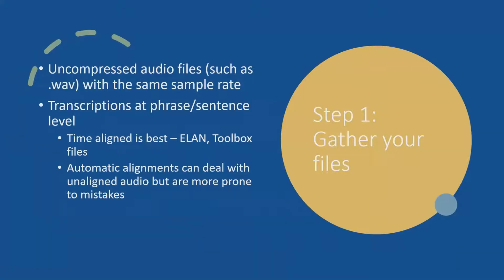So the first step in the process of forced aligning your audio is that you need uncompressed audio files, such as WAV files, with the same sampling rate. There's a wide range of sampling rates that will produce good alignments, but they all need to be the same as one another in order for the aligner to run. And we need transcriptions at the phrase or sentence level. Time-aligned transcriptions are best, such as in ELAN or Toolbox, but automatic alignments can deal with unaligned audio. They'll just require more manual correction after the fact.